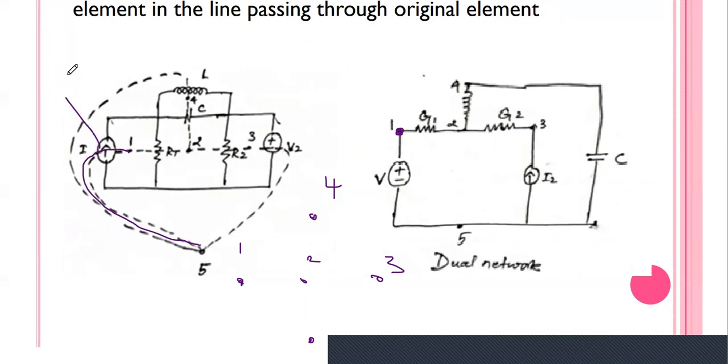Next, node 1 is connected to node 5 via a current source. So what is the dual element for current source? It's a voltage source. Node 5 is the reference, so you just extend this node by one line. Node 1 is connected with node 5 via voltage source, since the dual element for the current source is a voltage source. So here you just place a voltage source.